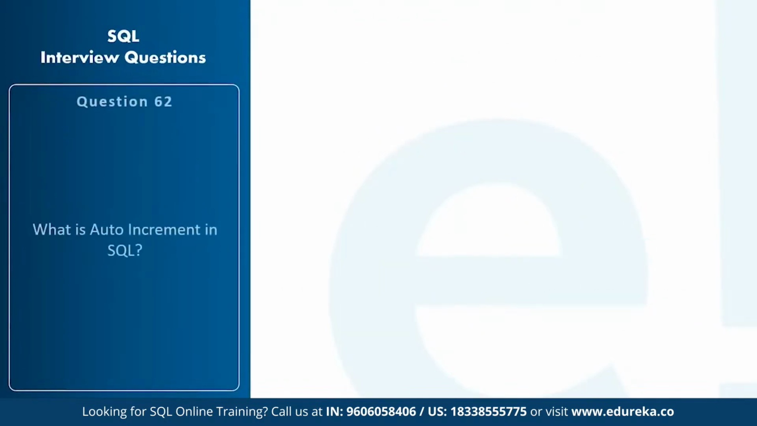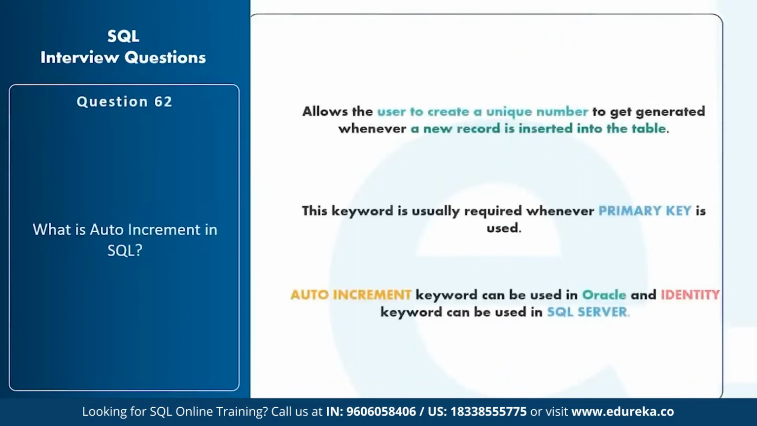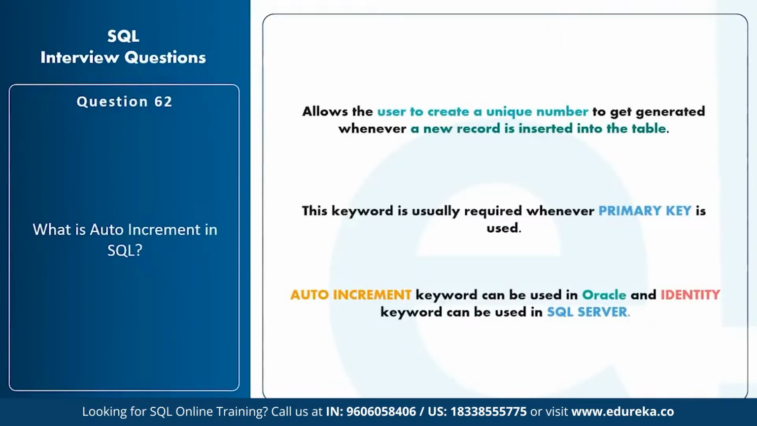Next, let's move forward and understand what is auto increment in SQL. Auto increment keyword allows the users to create a unique number to get generated whenever a new record is inserted into the table. So this keyword is usually required whenever a primary key is used, and the auto increment keyword can only be used in Oracle, whereas the identity keyword can be used in SQL Server. So that was about auto increment in SQL, guys.